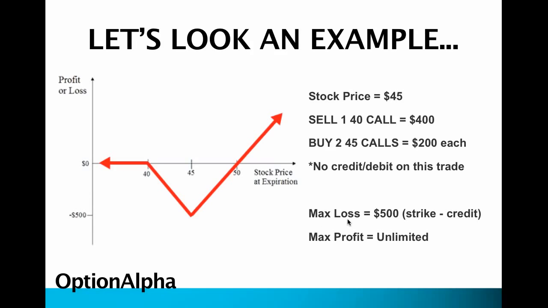Now the maximum loss here is $500. Again, that's the strike minus the credit. So if the stock closes right at 45, our 2 long 45 calls that we paid $200 each for are going to expire worthless. And our short call option at 40 is going to be $500 in the money. So we're going to have to buy that back to close out the trade, which creates that $500 maximum loss.